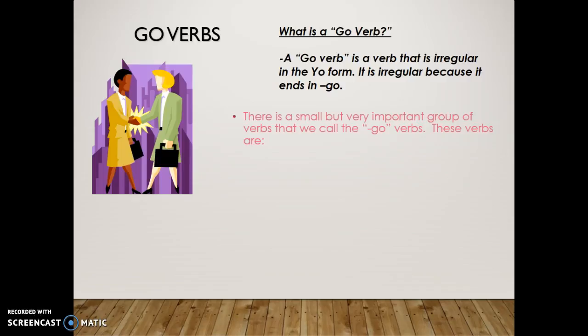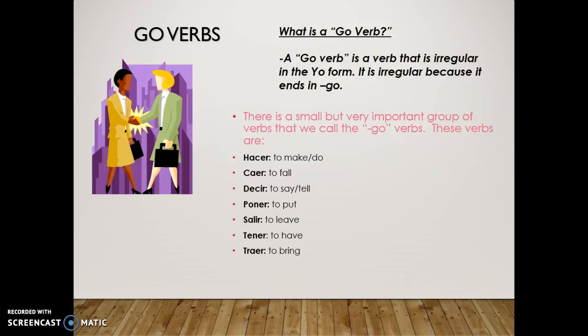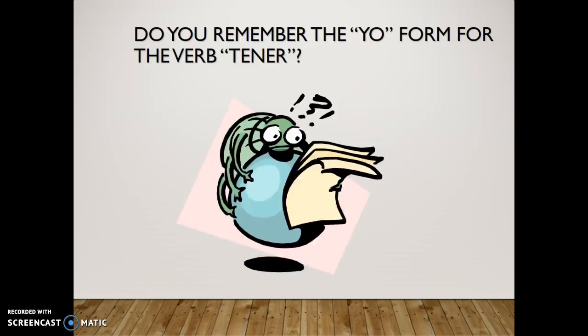There is a small but very important group of verbs that we call go verbs, and these are the go verbs I want you to know. Hacer, to make or to do. Caer, to fall. Decir, to say or tell. Poner, to put. Salir, to leave. Tener, to have, which y'all know. Traer, to bring. Venir, to come. And oír, to hear.